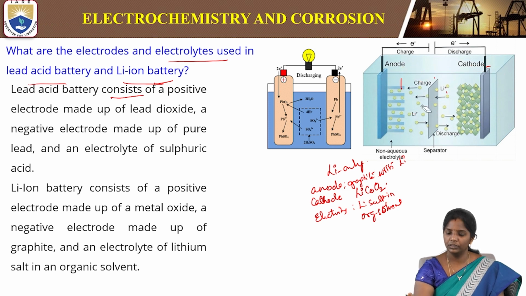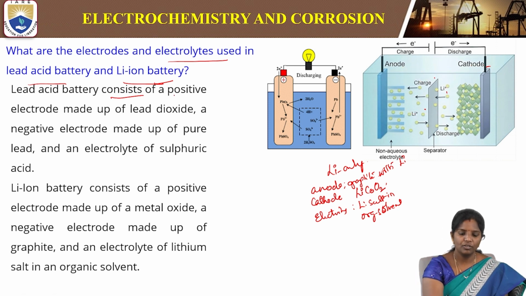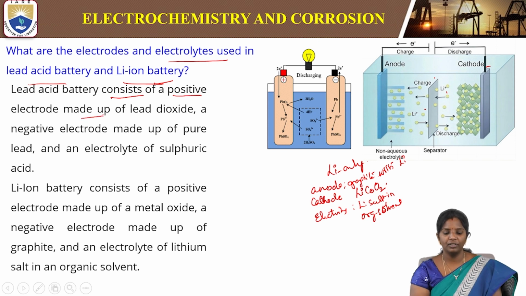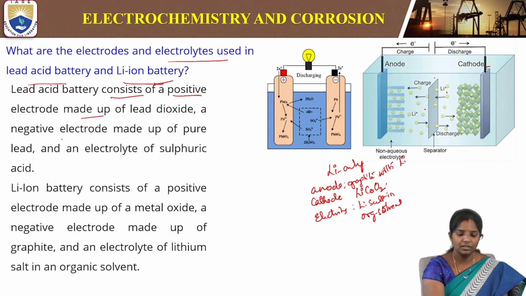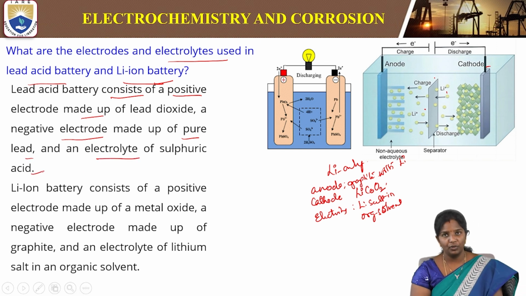So this is the lead acid cell. It consists of a positive electrode made up of lead dioxide, a negative electrode made up of pure lead, and an electrolyte of sulfuric acid.